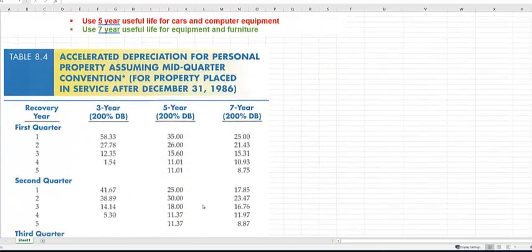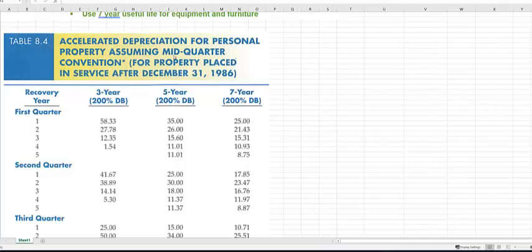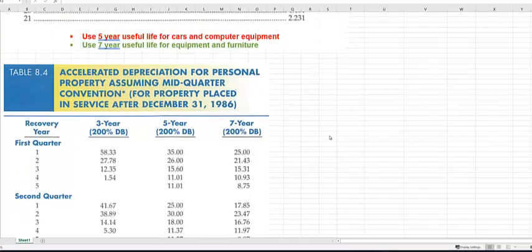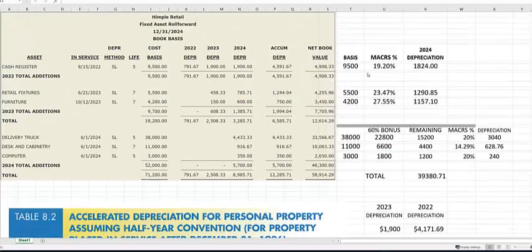So I'm going to go down to the table that has the mid-quarter convention. Okay, the second quarter, recovery year 2. 2023 was year 1, 2024 is year 2. I'm coming over to the 7-year column, and so 23.47 is going to be the rate that we're depreciating it times the 5,500 basis will give us $1,290.85.